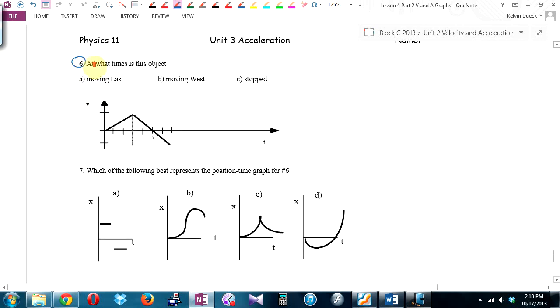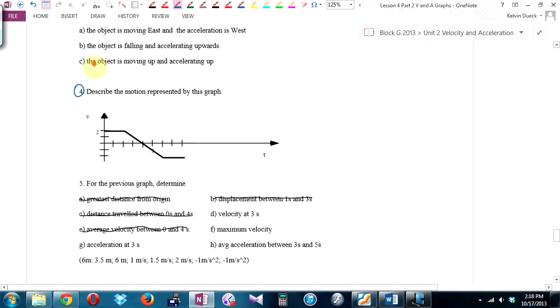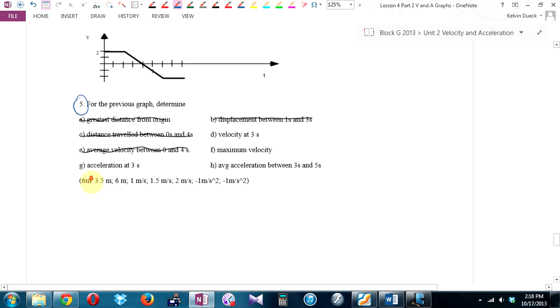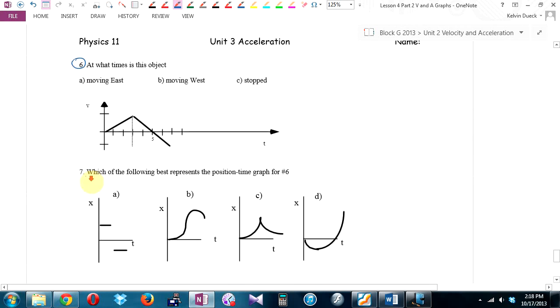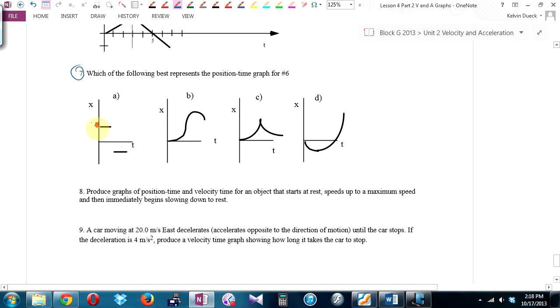6 is good. Oh, 5 is good, sorry. Yeah, velocity at 3, that works. Maximum velocity, that works. Acceleration, yeah, that works. Average, that works. You got the answers there too. Good, good, good, good. 6, I said. 7 is good.